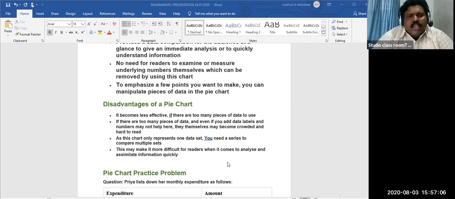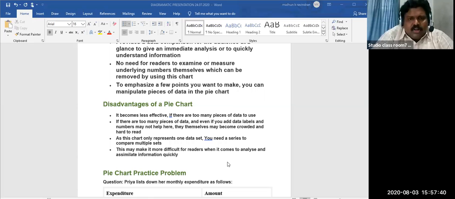Second point, if there are too many pieces of data, data labels and numbers may not help here; they themselves may become crowded and hard to read. So many data are there. For easy understanding, you keep the data and numerals, I mean numbers also, that also looks awkward. It will not convey any message because so many data are there. So it is not good. Pie charts are not good to present a huge number of data.